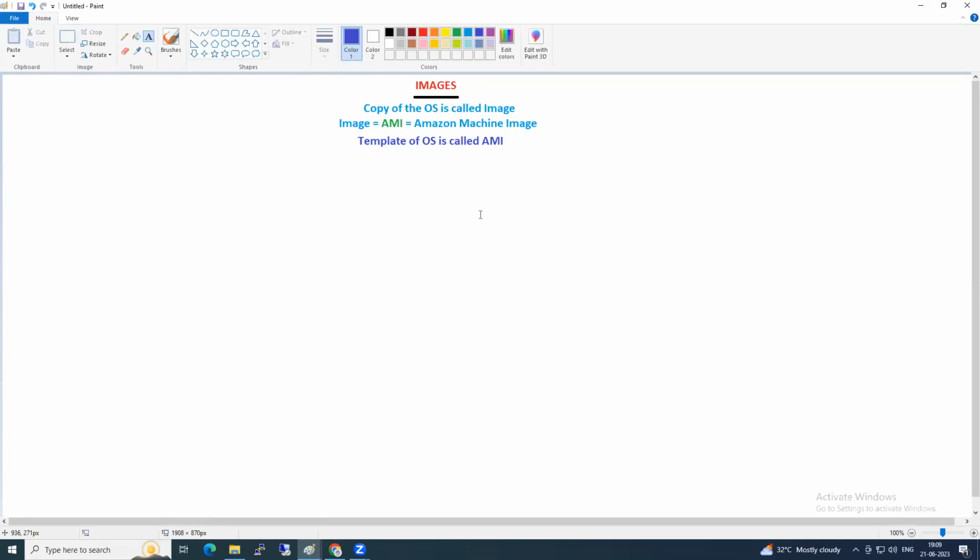Okay, how many steps are there to launch an EC2 instance? To launch an EC2 instance, does it require an operating system? Yes, we need to have an operating system. Does that mean you will go and install the operating system? No. There will be predefined images, AMIs, provided by AWS. So what does this AMI contain? Operating system.